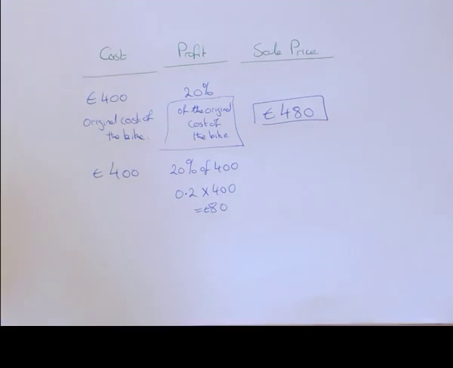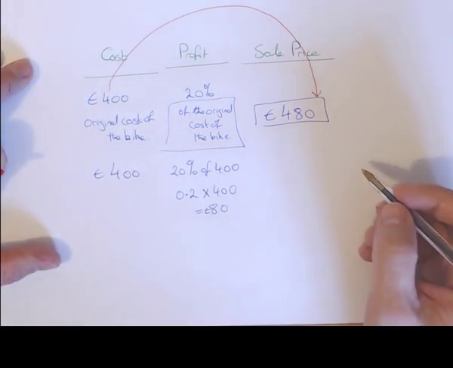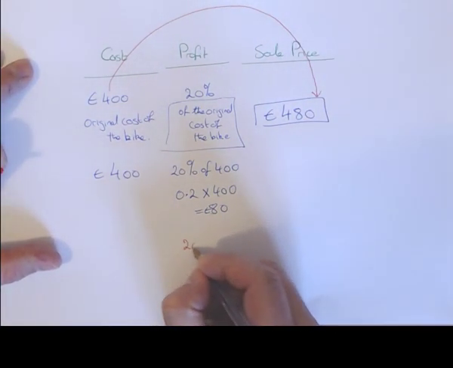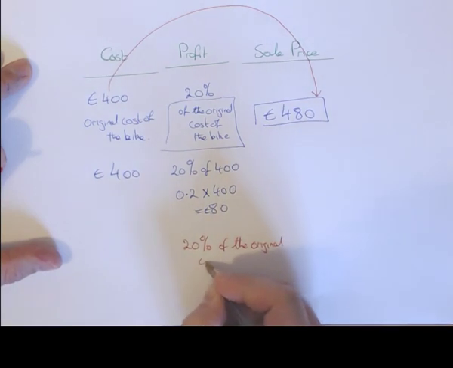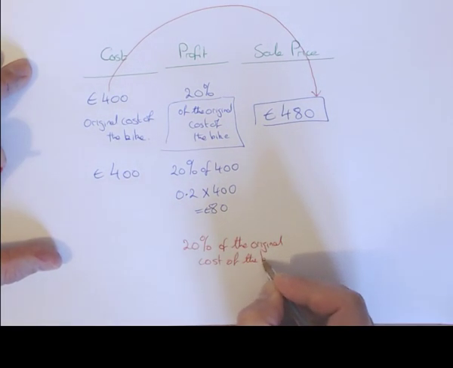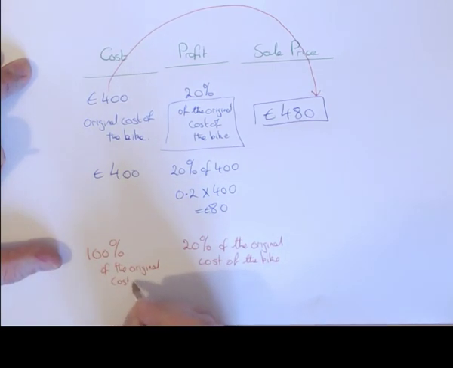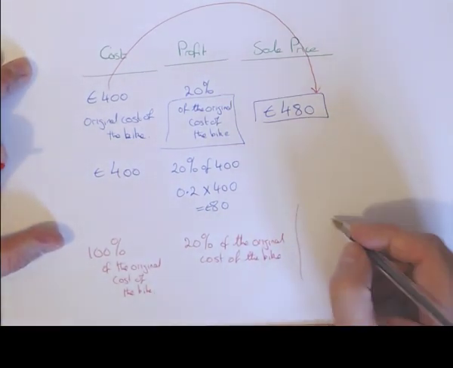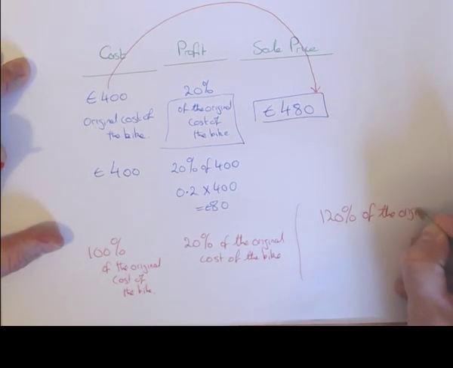Of course, we can remember from VAT, we know how to go directly from cost price to sale price, because we know that when we add 20% of the original cost of the bike to 100% of the original cost of the bike, and it might sound like I'm repeating myself a little bit, but I think it's important, then we'll find we have 120% of the original cost of the bike.